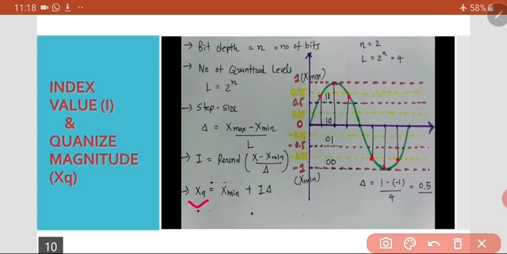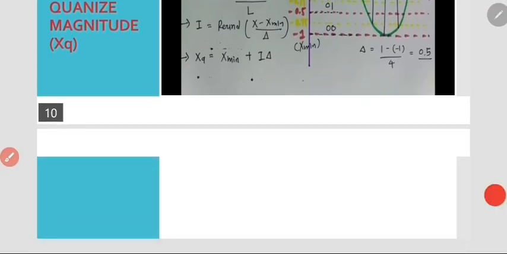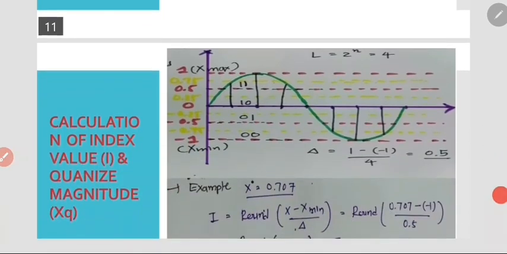So once again I will repeat, we have to repeat those equations for all the samples for I and xq. So we will get one value for each and every sample, and after getting these values we can prepare one table, and this table is useful to convert this analog signal into the digital signal. How this table can be formulated and how it will be helpful to us, we will just see.